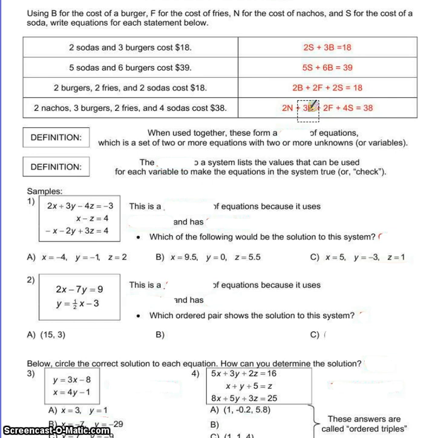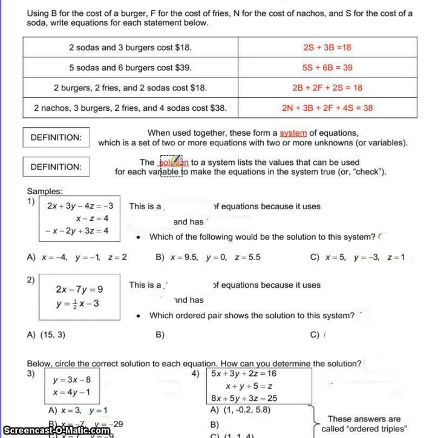Now, when used together, these form what's called a system because there's more than one. So this is called, go ahead and fill that out on your sheet, a systems of equations, which is a set of 2 or more equations with 2 or more unknowns or variables. So by definition, the solution to these systems can be used to make the equation true or to check it. So if I plug them in, I should be able to check it and it should return a true statement.